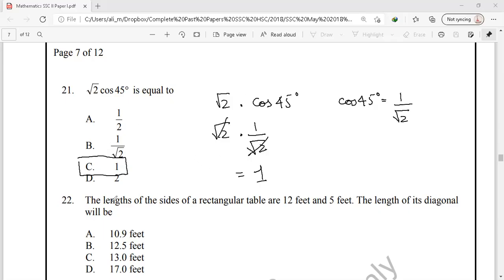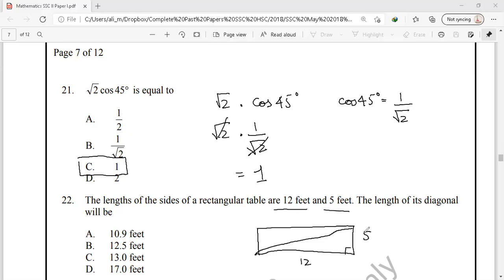Let's see question number 22. The lengths of the sides of the rectangular table are 12 feet and 5 feet. So we have to find the length of the diagonal. Let's say this is our rectangular table with the length 12 and the height or the breadth as 5. So the length of the diagonal would be this.